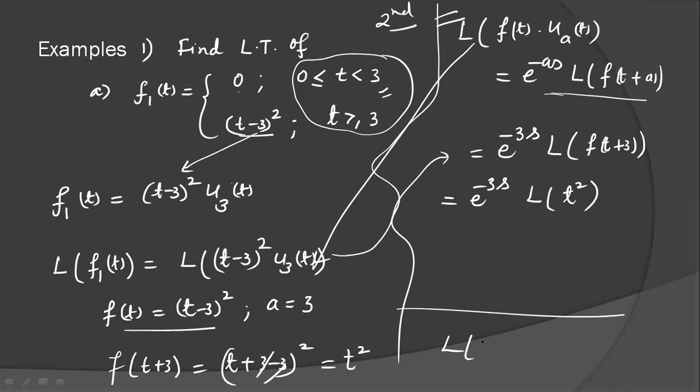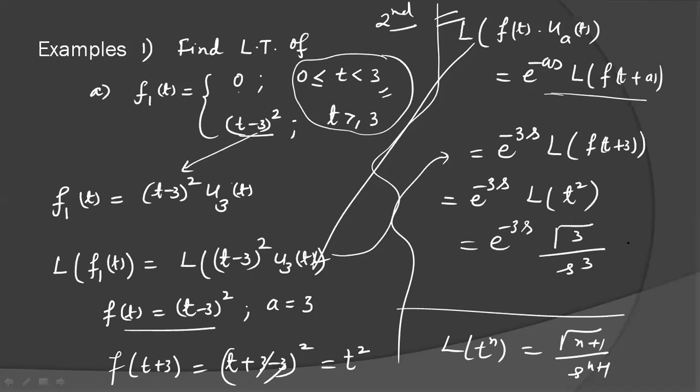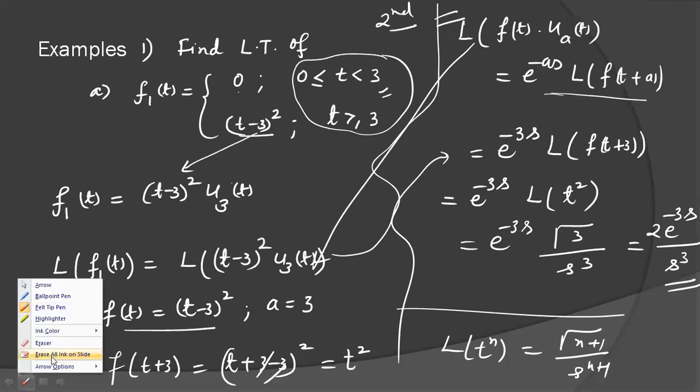And I told you the Laplace of t to the power n is gamma(n plus 1) over s to the power n plus 1. So it is gamma(3) over s cube. Gamma(3) is factorial 2. So 2 e to the power minus 3s over s cube is the Laplace of the given function. This is a very good example. We have one more example.